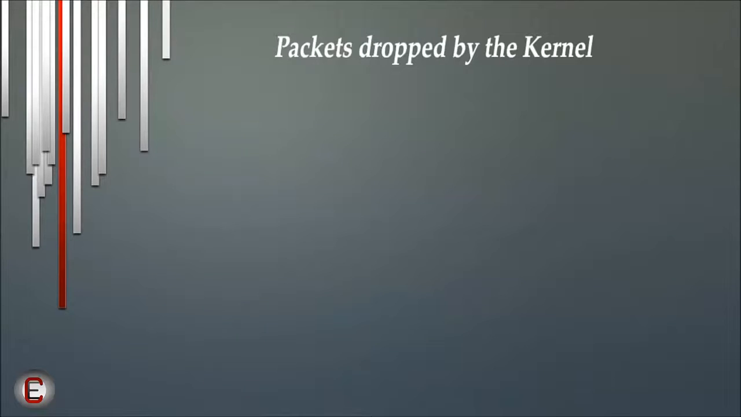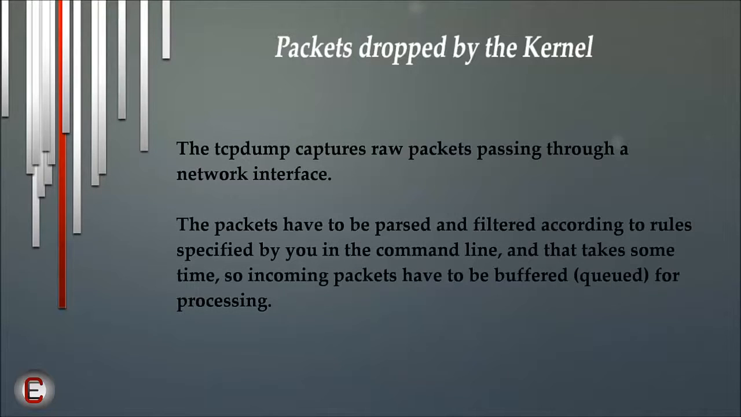Packets dropped by the kernel. What does this really mean? You will see this line at the end of each capture and may have some counters on it as well. The tcpdump captures raw packets passing through a network interface. The packets have to be parsed and filtered according to the rules specified by you in the command line. And that takes some time, so incoming packets have to be buffered or queued for processing.